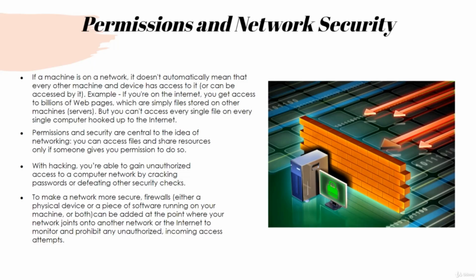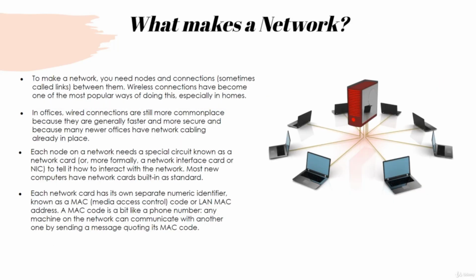And okay, so we talked about the different types of networks. We talked about the actual network security, the different things that are involved with the permissions, firewalls. And so now we want to go into a little bit more depth as to what exactly a network consists of. As you can see on the right hand side there, that's a visual representation of a network. So essentially here, to make a network, you need nodes and connections. And these are essentially the links between them.